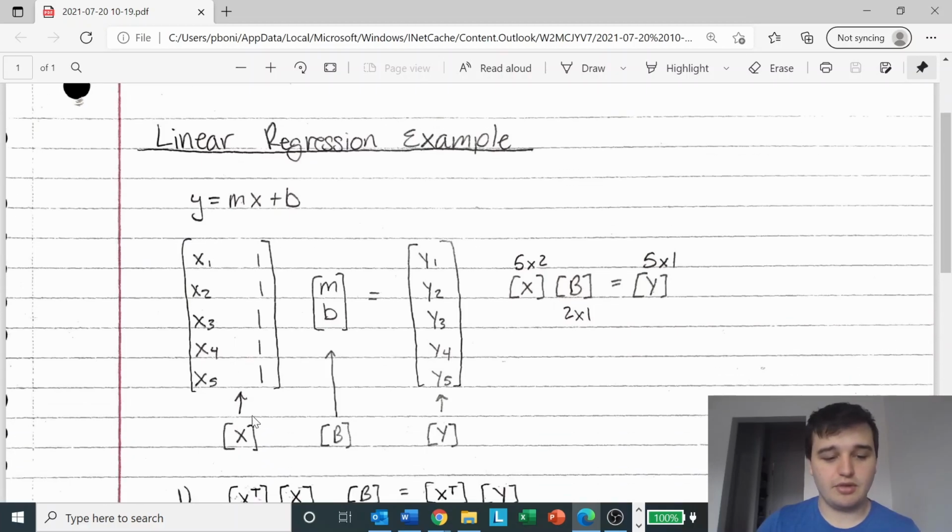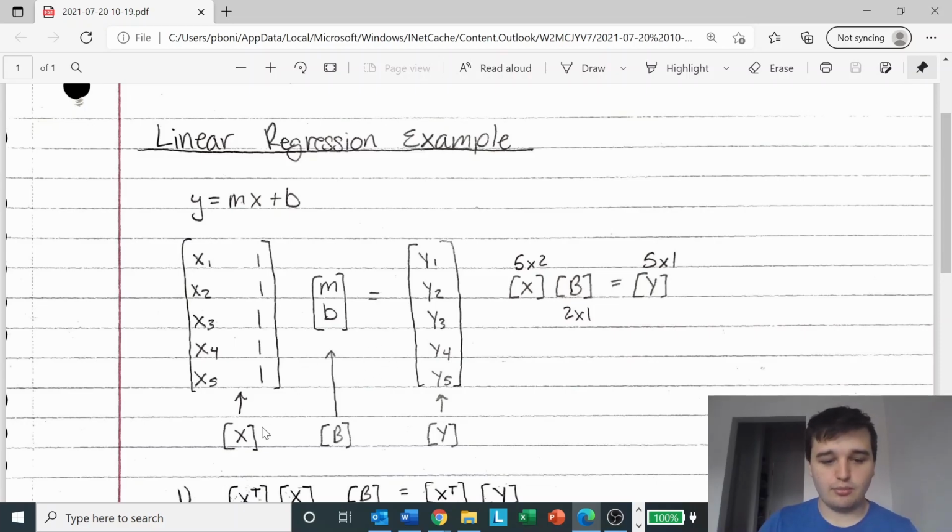I call this matrix X, times matrix B, which is our unknown matrix. So when you multiply these matrices out, let's do the first one, you would get X1 times M plus B times that 1, equals Y1. So you would get Y1 equals M times X1 plus B, which is our equation right here, except you're substituting in X1 for X and Y1 for Y, and then you would go down and do that for however many values of X and Y you wanted to have.